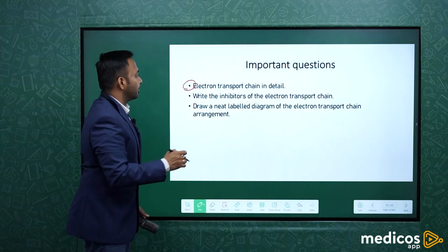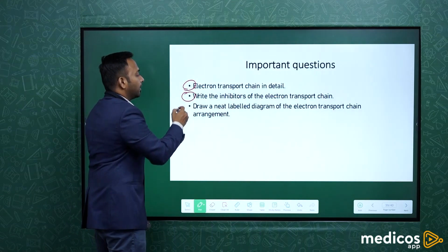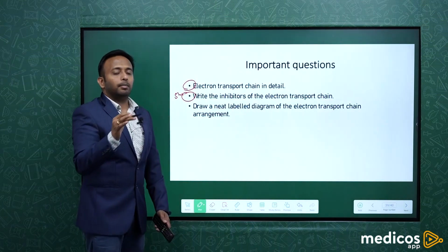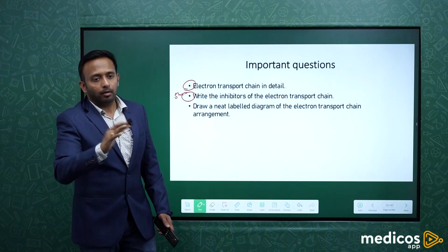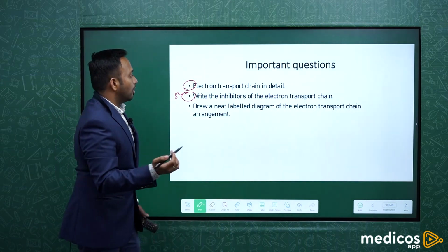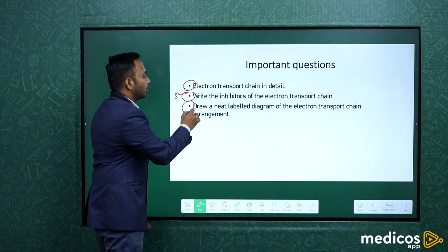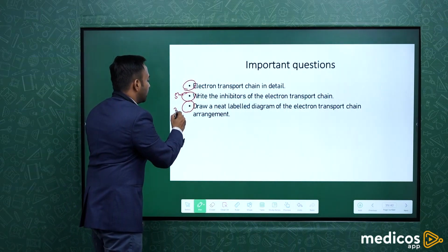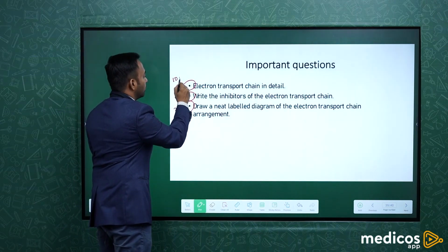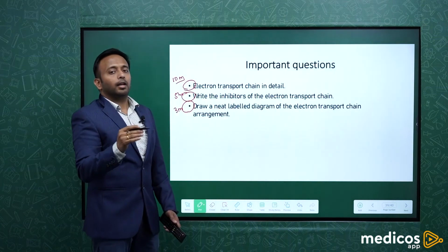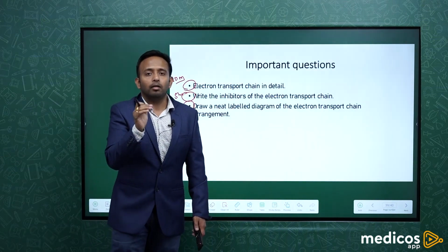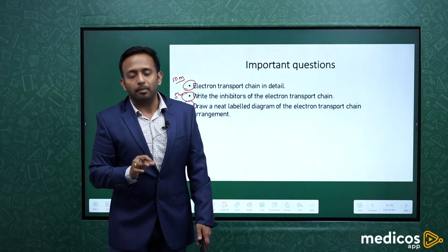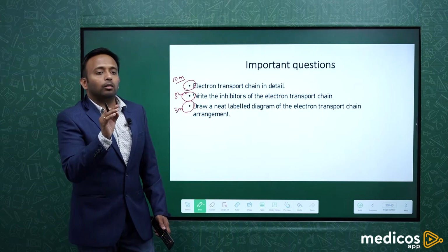and then also uncouplers. They might ask a 5 mark question to write about the inhibitors of the electron transport chain. What are the inhibitors at the different complexes? Or lastly, they might also ask you to draw a neat labelled diagram of the electron transport chain. This again can be a 3 mark question, or a 10 mark question. Or sometimes they will ask you to write a 3 mark note on brown adipose tissue, or write a note on how uncoupling helps in body temperature regulation, or write a note on thermogenin.